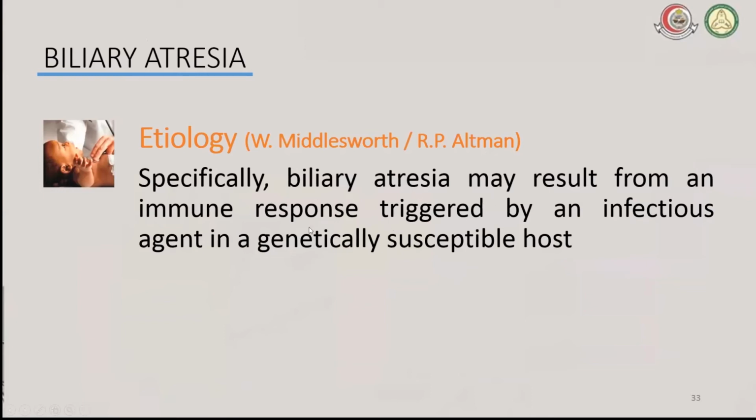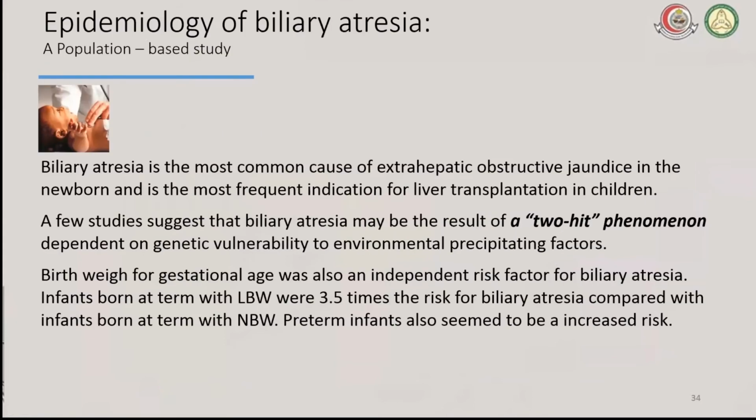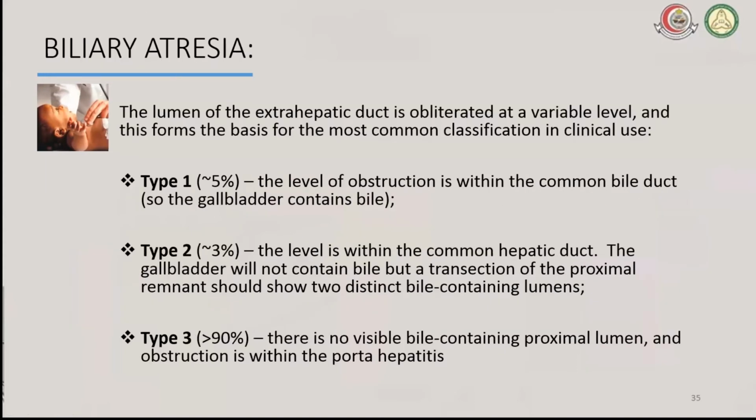Biliary atresia is a result of an immune response triggered by an infectious agent in a genetically susceptible host. So the reason is still unknown, but we are speculating about the pathology. And this is what we call the two-hit phenomenon. You have an inciting factor and a genetically susceptible host. In addition, it is common in infants after delivery with low birth weight, while it is uncommon in the preterm.